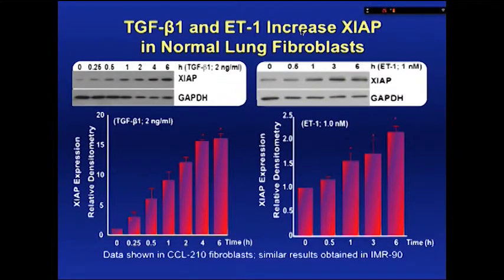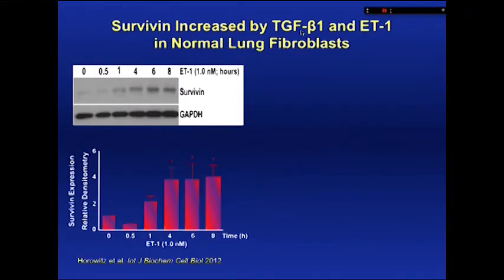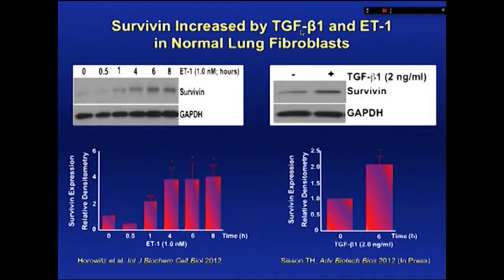So we hypothesized that if increased IAP expression was part of the pathobiology of pulmonary fibrosis, pro-fibrotic mediators should increase their expression. And that's the case. What we're showing here is normal lung fibroblasts. These are CCL210 adult lung fibroblasts. I can show you the same pictures from studies done in IMR90 fibroblasts. But treatment with TGF-beta or endothelin will significantly increase expression of XIAP. We had already shown that endothelin will increase expression of Survivin, and sure enough, TGF-beta does the same thing.